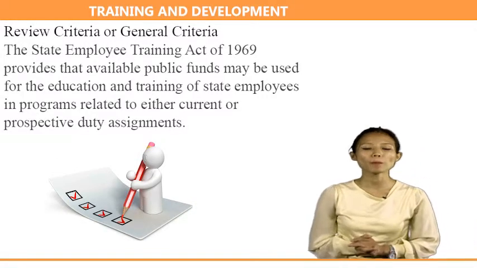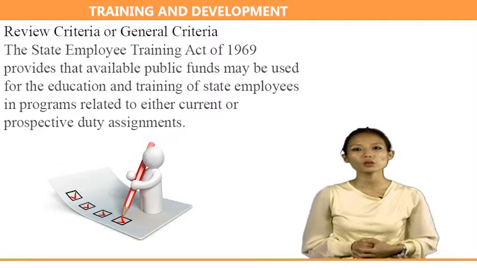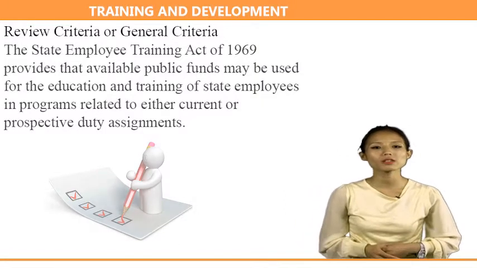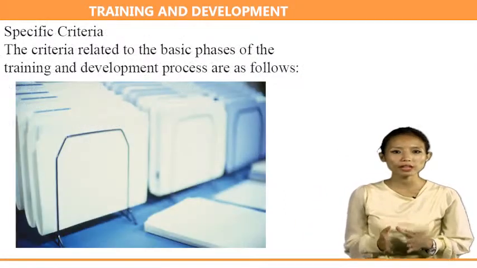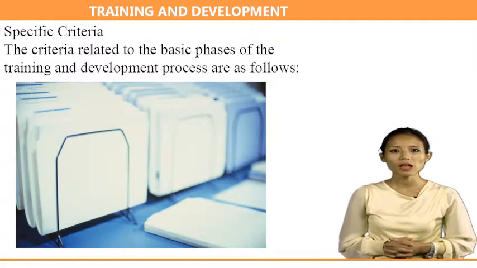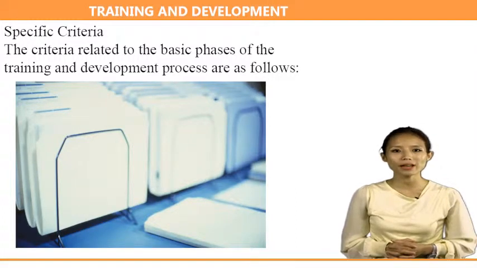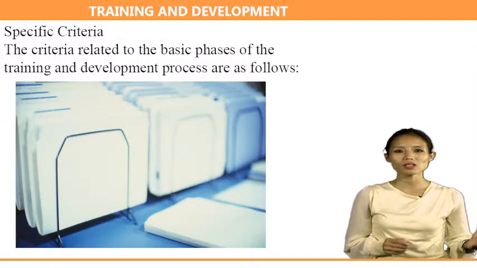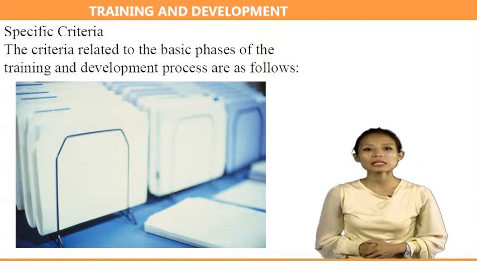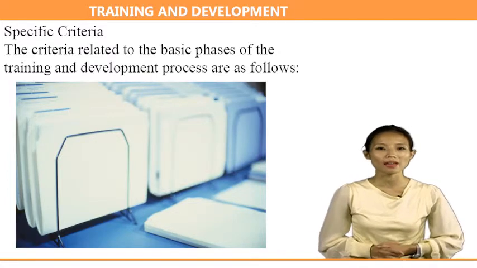Other training and development provisions generally applicable to specific entities are usually included in each entity's appropriations in the General Appropriations Act. The criteria related to the basic phases of the training and development process are as follows. Develop a training and development plan that is linked to the entity's strategy. An entity should have both short-term and long-range training and development plans with both clearly stated objectives and a direct relationship to the entity's mission and goals.